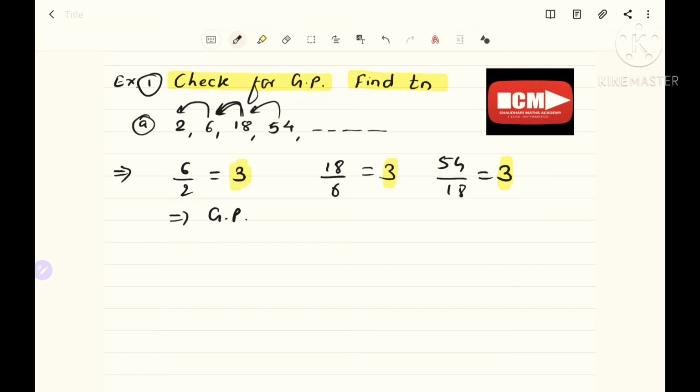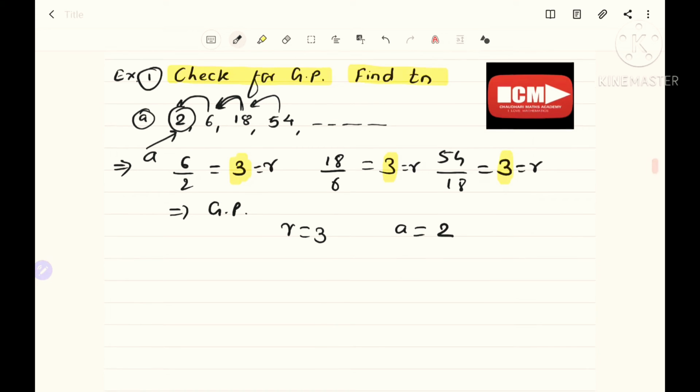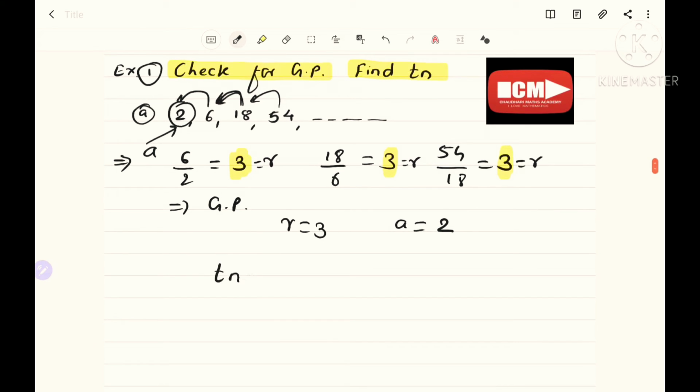The reason is the ratio of successive terms is constant, and you know that we denote the ratio by R. So as far as this GP is concerned, the ratio is 3, and you know that this 2 acts as the first term of the geometric progression. So in this case it is 2. Then please apply the formula for Tn. Try to recall the formula for Tn.